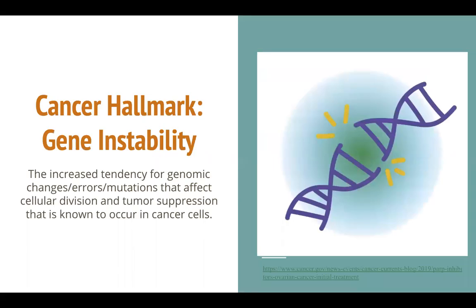Gene instability is the increased tendency for genomic errors or mutations that affect cellular division and tumor suppression that is known to occur in cancer cells. This basically talks about how cancer cells are almost always associated with an unstable genome. An unstable genome can lead to a cascade of events leading to increased amounts of mutations occurring in the genome. This leads to the increased likelihood of cancer cells arising and developing traits that favor their survival and growth into a tumor.